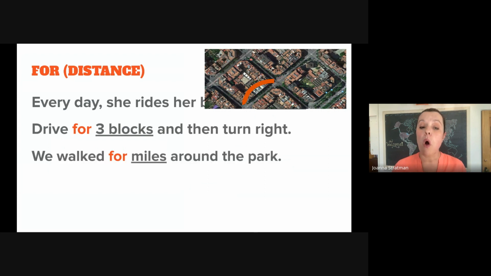Next, we walked for miles around the park. Here, again, you don't know exactly how many miles, but you know it's more than one because it's plural. So again, this means a long distance, but we can still use for. We walked for miles around the park.